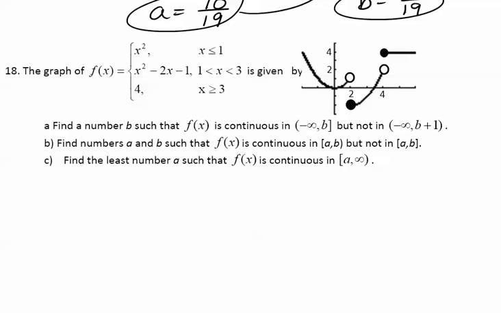All right, and let's see what we can do here. This is a little bit shorter to answer. So we've got a graph of our piecewise function. It's a parabola up to 1. And then it's another parabola between 1 and 3. And then it is equal to 4 from that point on.